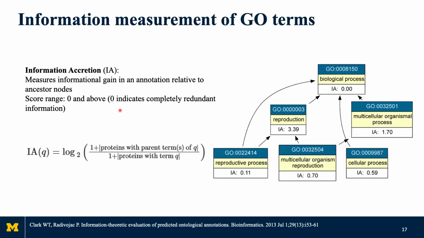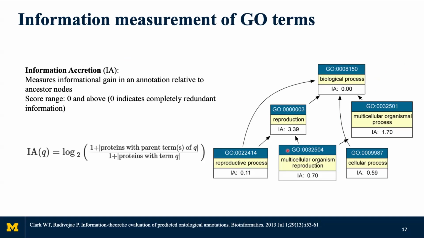Here, I will briefly introduce the evaluation metrics we use. Before we dive into the measurements, I want to introduce the idea of information measurement of proteins, which we call information accretion, which measures the information gain in an annotation relative to its ancestor node. It scores from 0 and above, where 0 indicates completely redundant information, and a higher value means more information.